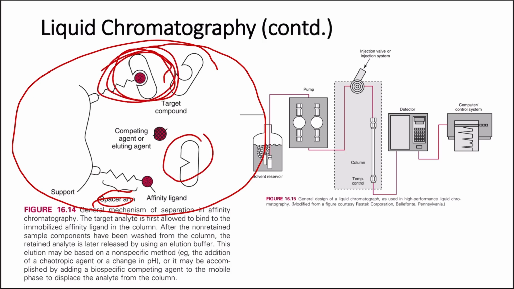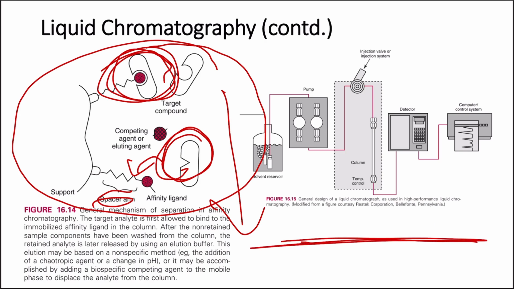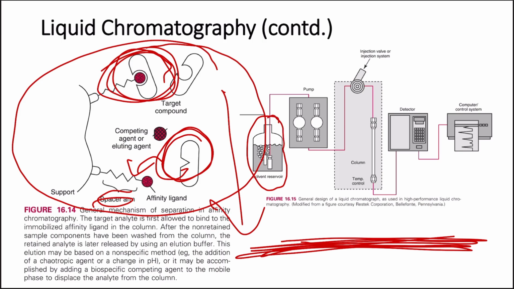And the molecules which do not have a binding tendency with this affinity ligand will be moving along with the mobile phase. And now you can see here we have the workflow of liquid chromatography. The different components present in liquid chromatography include, first, the solvent reservoir, which holds the solvent, basically the mobile phase.